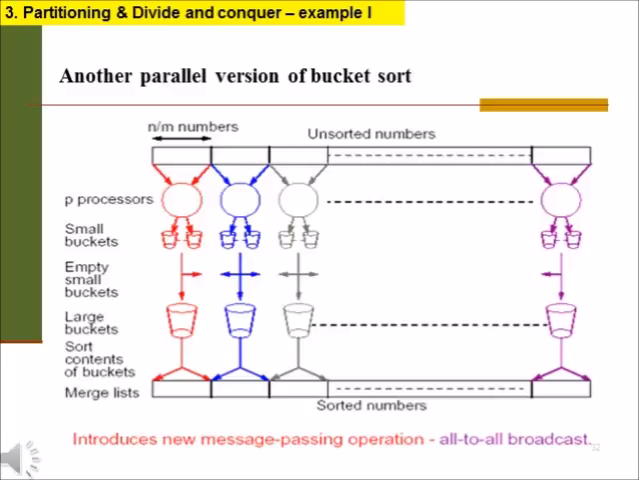Note that this method is a simple partitioning method in which there is minimal work to create the partitions. These phases are thus needed. First, partition numbers. Second, sort into small buckets. Third, send to large buckets. And fourth, sort the large bucket.